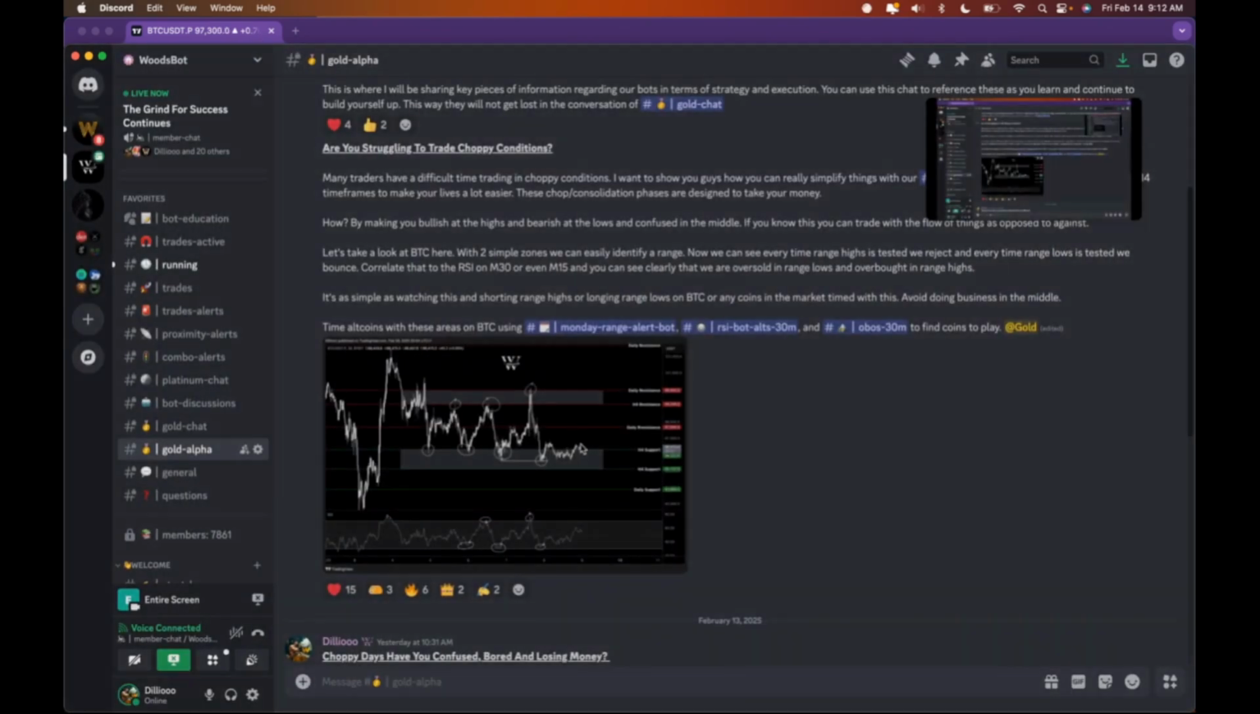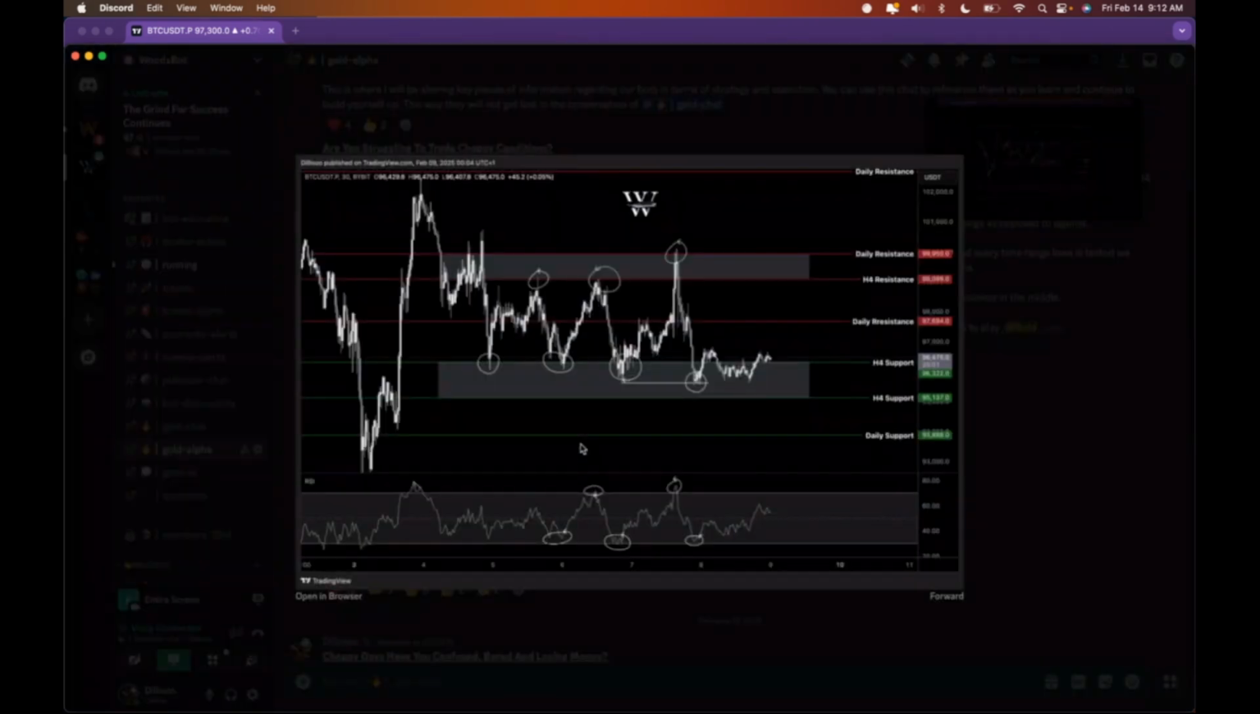First of all, does anyone have any questions on ranges, how they work, what they look like in the market, just anything on ranges? Just let me know in the chat.